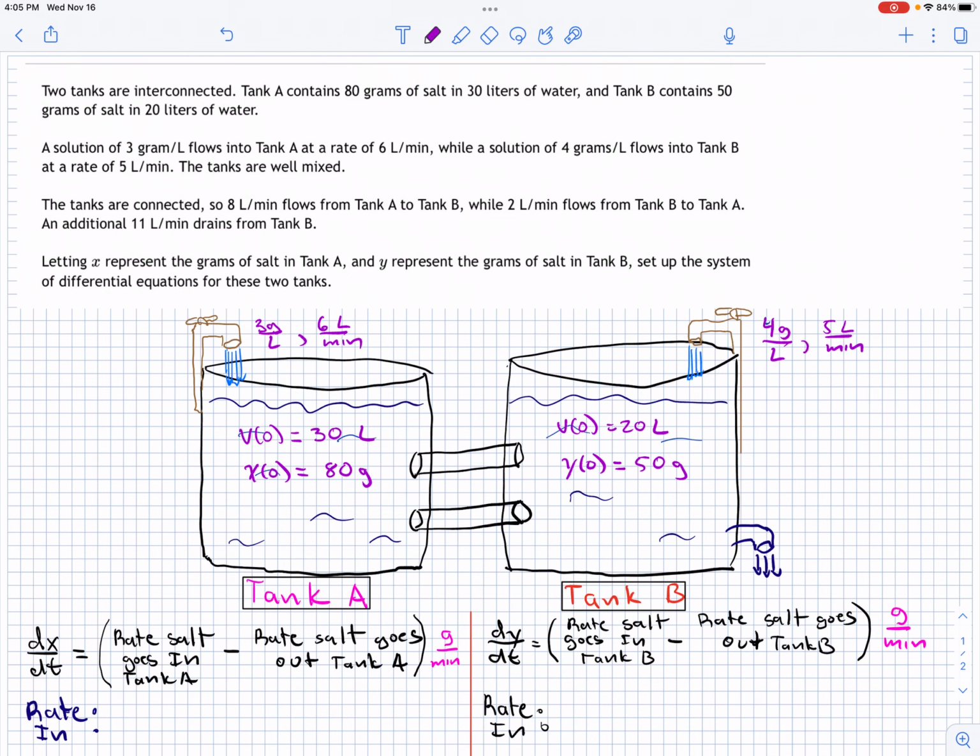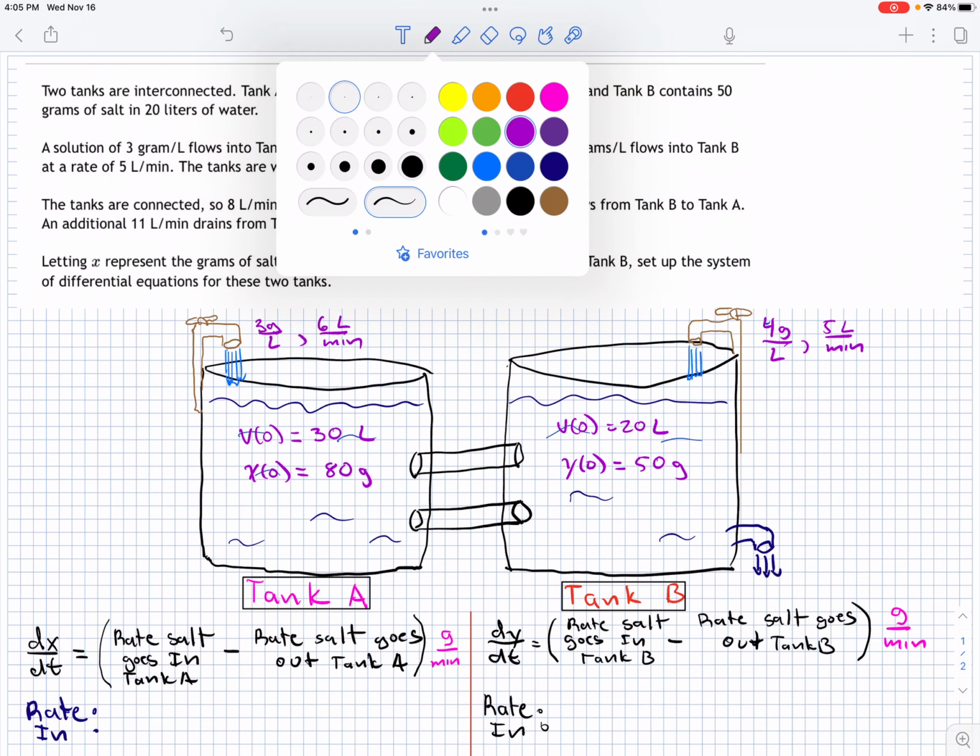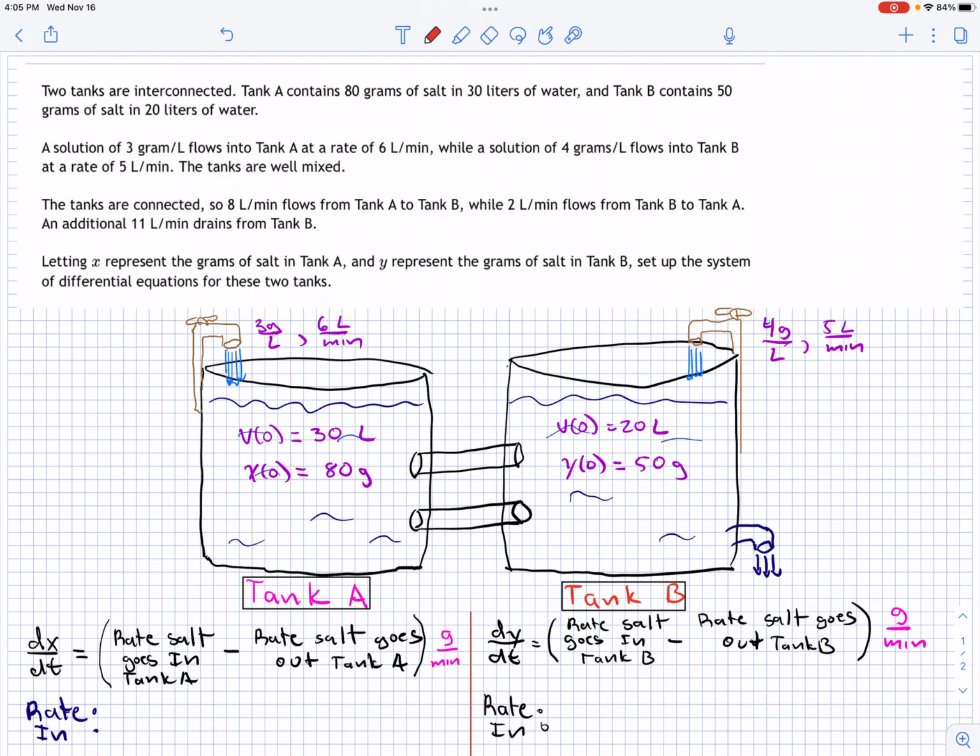And then we are also told, since the tanks are connected, that 8 liters per minute flows from tank A to tank B. So I'm going to look at this top one. I'm just going to put an arrow going. Stuff is flowing from tank A to tank B, and it is flowing at 8 liters per minute. Similarly, 2 liters is going from tank B to tank A, so 2 liters per minute.